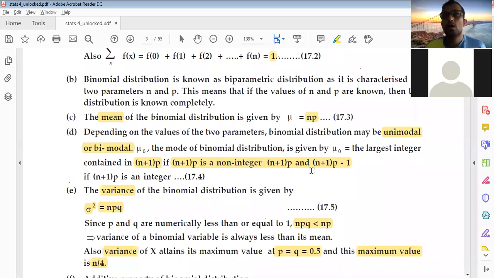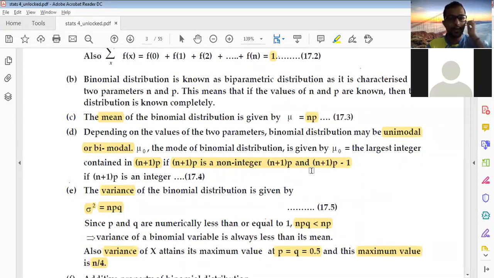But students, what will happen if there is a whole number? For example, when we do (n plus 1) into p, what if we get the answer as 7? If we get the answer as 7, that means there will be two modes, because it is a proper whole number. What will the modes be? One is 7, and the other is 7 minus 1, that is (n plus 1) into p minus 1, which is 6. So there are two modes, 7 and 6.